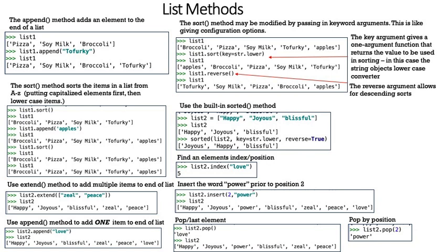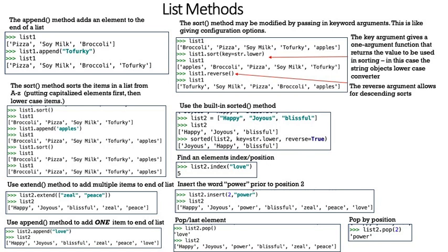Now we use the built-in sorted method. List 2 is happy, joyous, blissful. We sorted list 2, key, lower, and reverse equals true. So all in one fell swoop, instead of having blissful, happy, joyous, we have joyous, happy, blissful. So a true alphabetizing in the reverse. So we can find an element's index or position. So list 2.index for the word love, and that is in position 5.